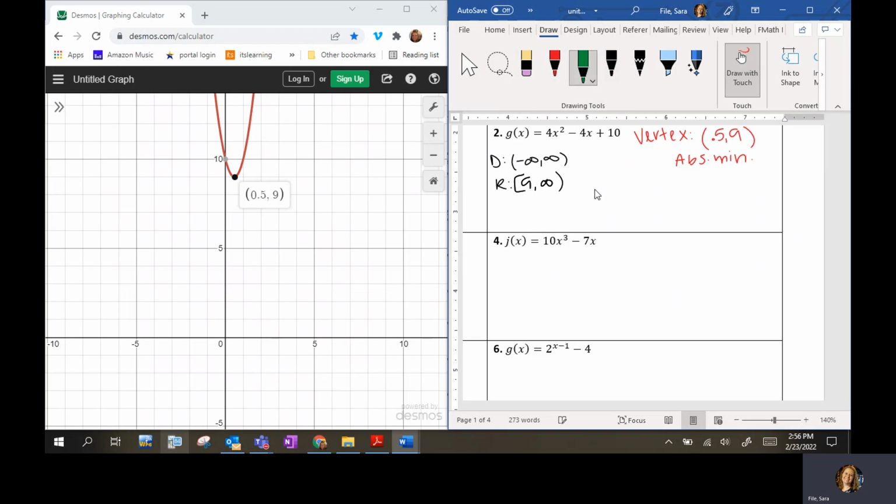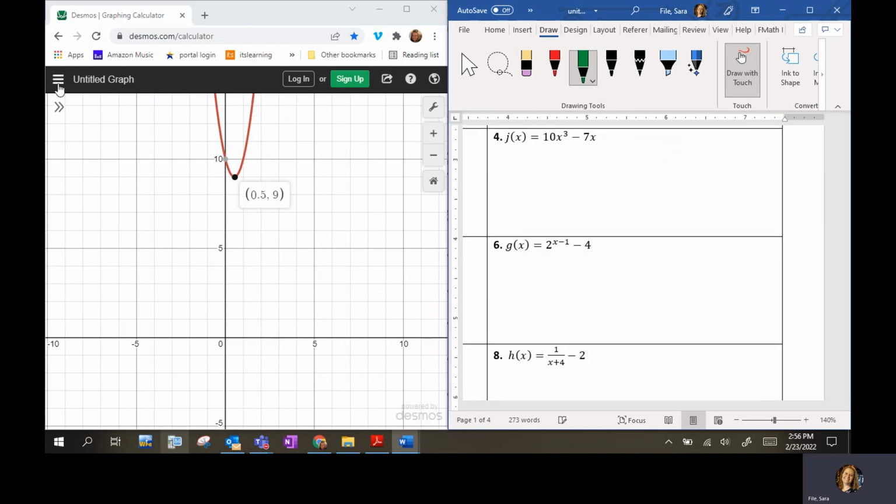And then it is decreasing left to right until it gets to 1/2. So from negative infinity to 1/2. And then it is increasing from 1/2 to infinity.